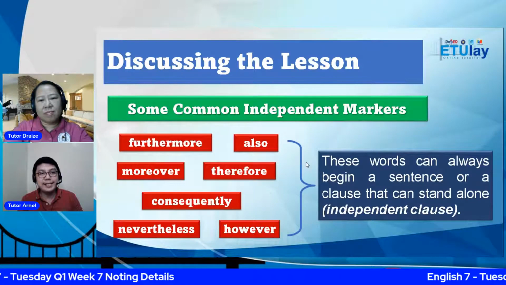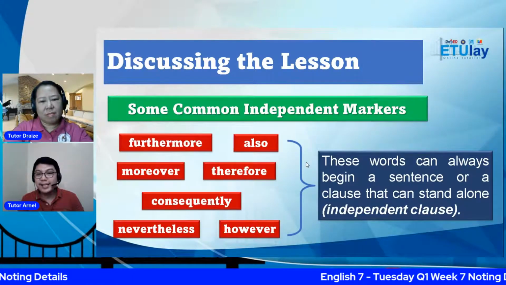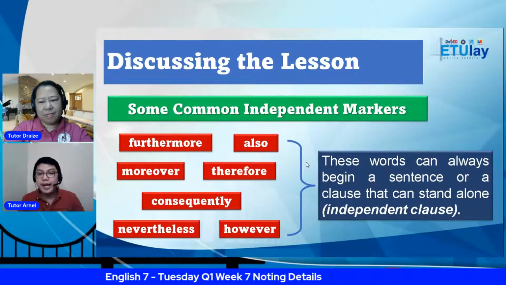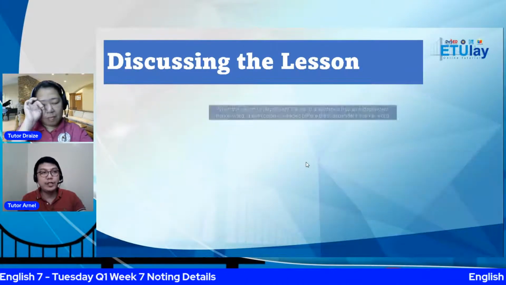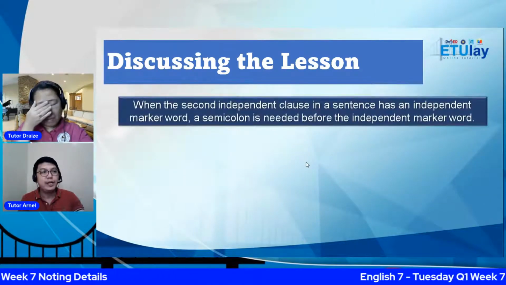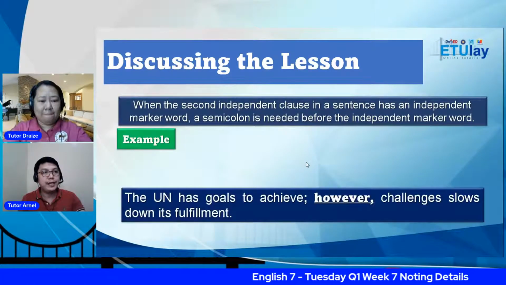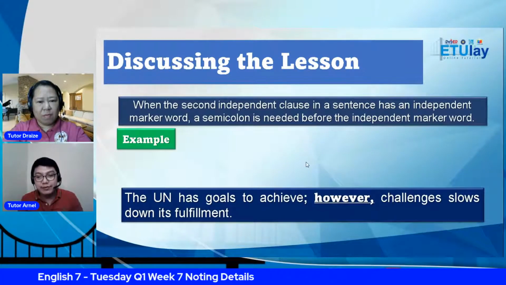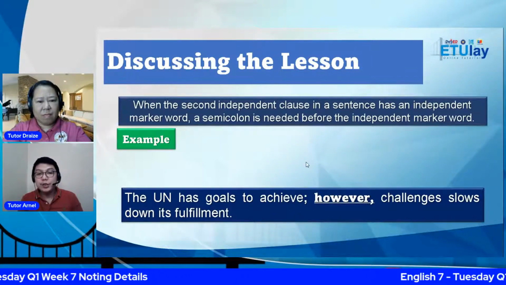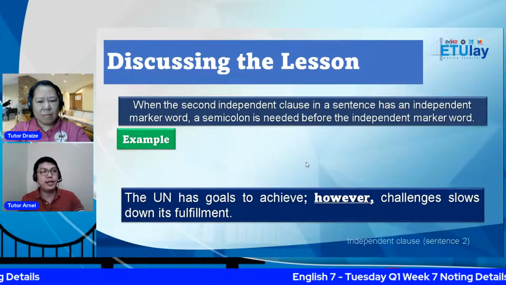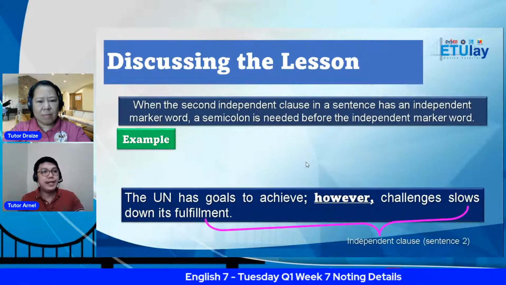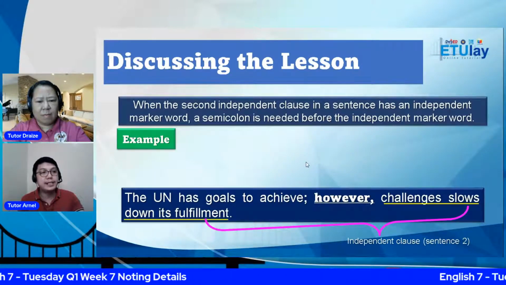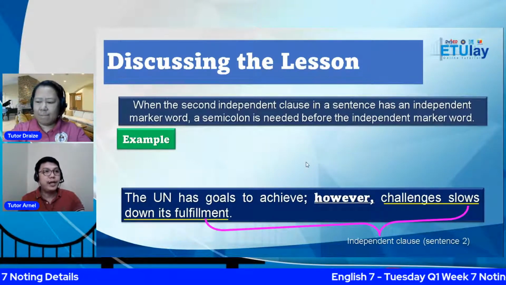So these words can always begin a sentence or a clause that can stand alone. So remember, for independent markers, we are using them before another independent clause, which is shown in this example. I have an example here of a sentence. The UN has goals to achieve. However, challenges slows down its fulfillment. Okay, so it says here, when the second independent clause, the one underlined, students, in a sentence has an independent marker word.